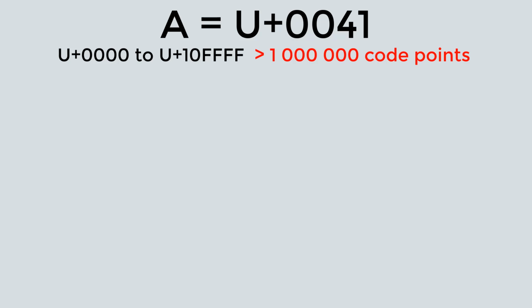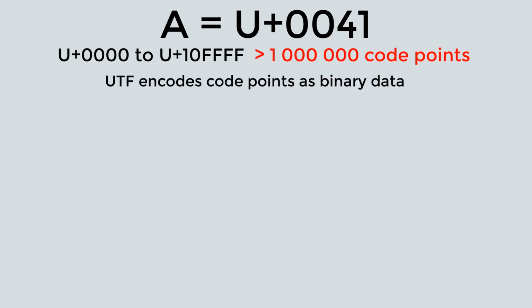Unicode defines the identity of each character. However, the code points still have to be converted into bytes before they can be stored in memory. This is done using a Unicode Transformation Format, or UTF. The most common formats are UTF-8, UTF-16, and UTF-32.